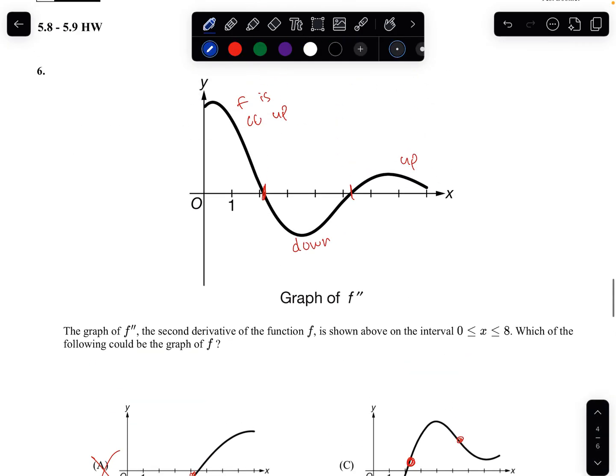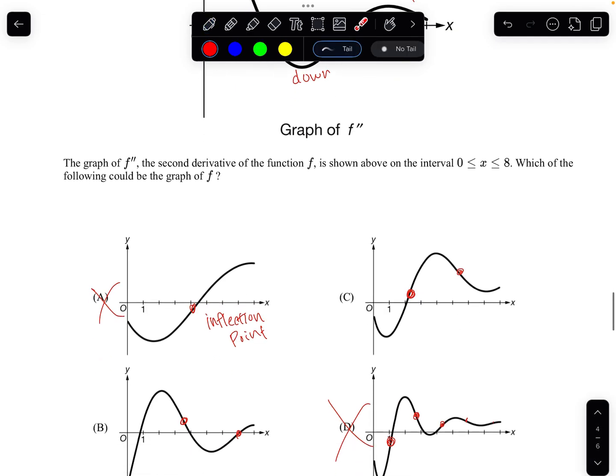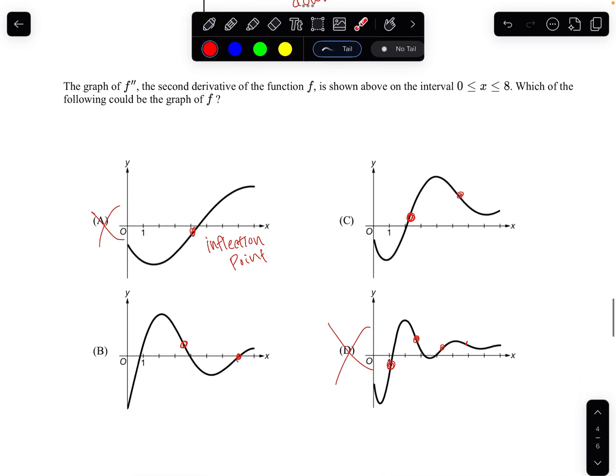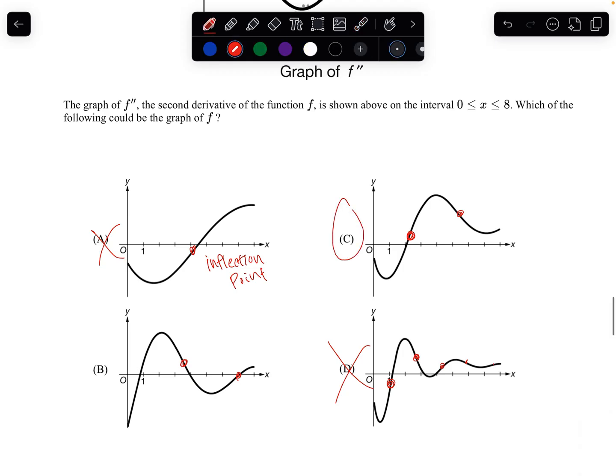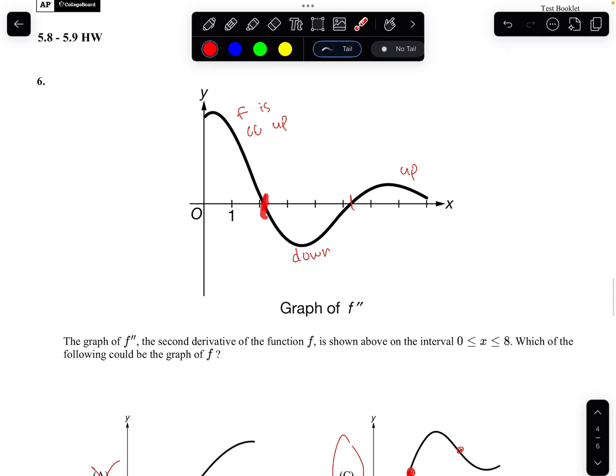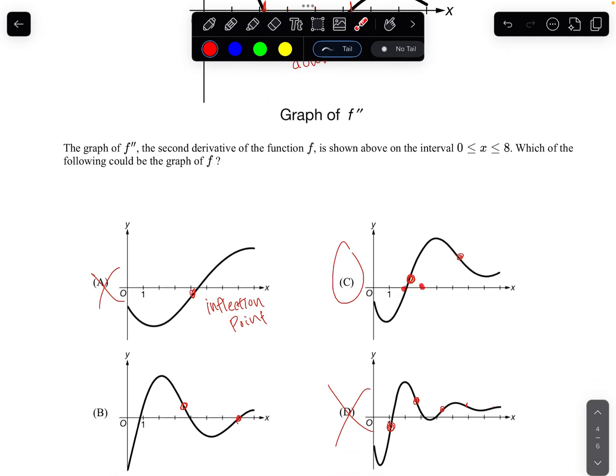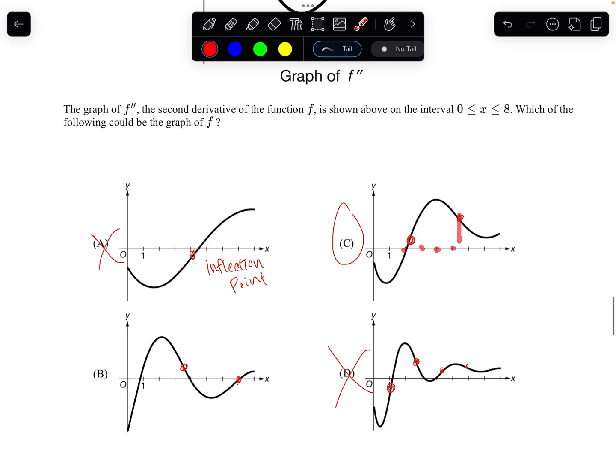So this is the graph of f double prime. So maybe somewhere after 2. So yeah, it's got to be C then, because those are going to match up with the x values. Somewhere after 2 is where it changes concavity, and somewhere after 5. And yeah, so 1, 2, 3, 4, 5, 6. No, it's not going to be B. It doesn't line up, so it's got to be C.